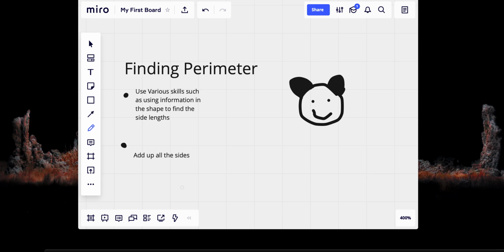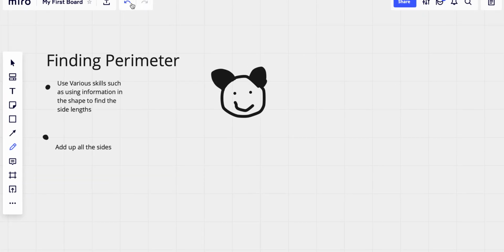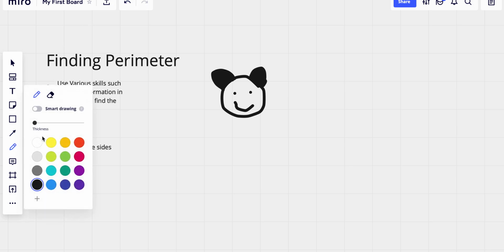Hi everyone, so this is just a basic tutorial on finding the perimeter, one of the most basic skills in geometry. Some people may have learned this a lot before, but this is mainly for those people who are in geometry and were just never taught and are like, oh, what's perimeter?